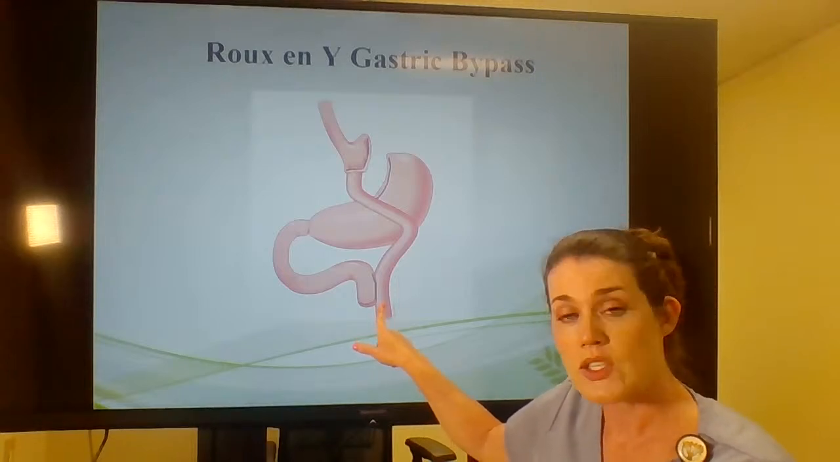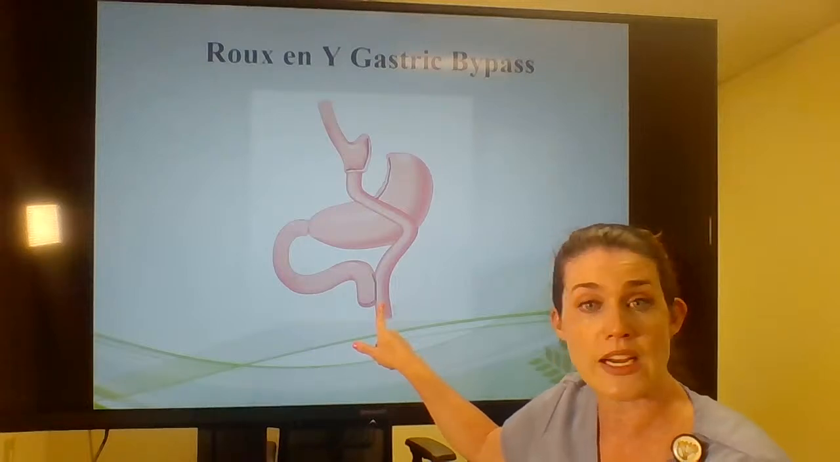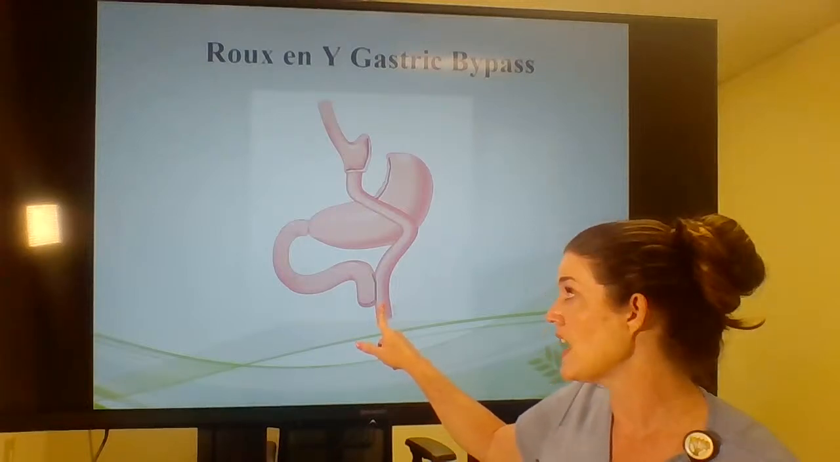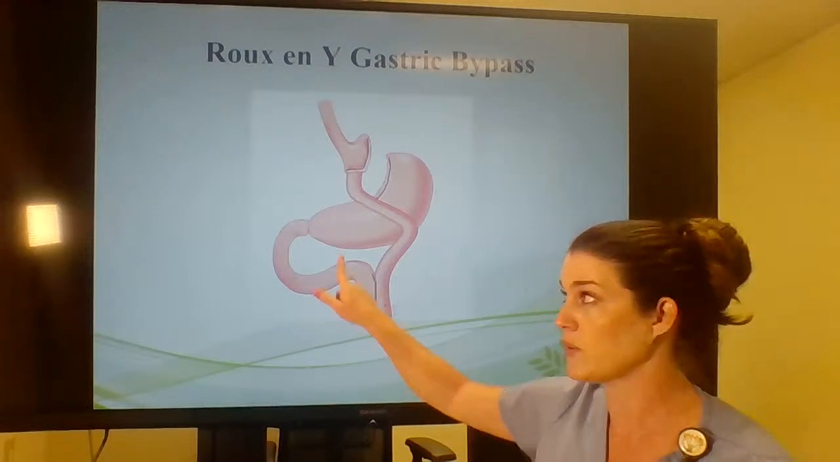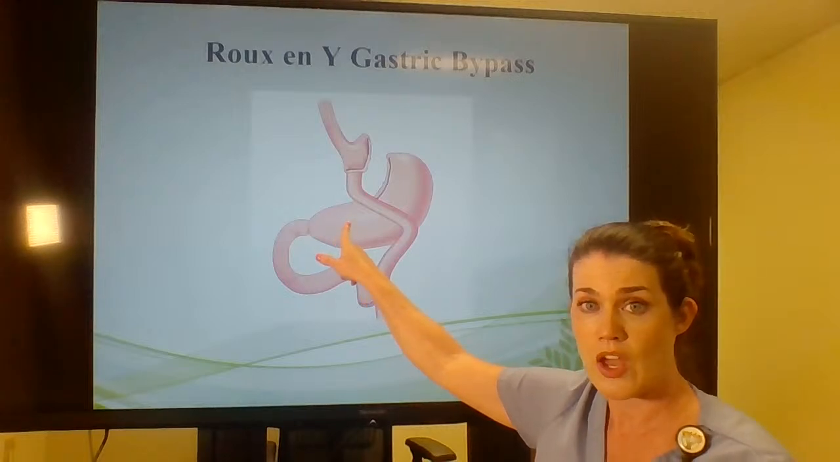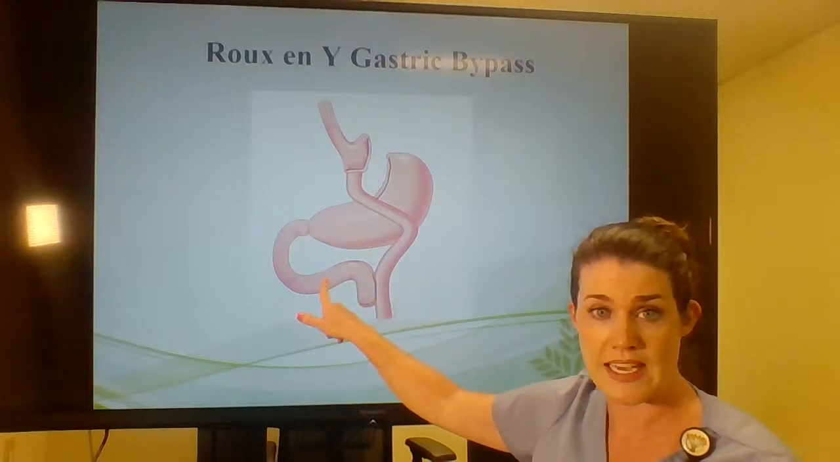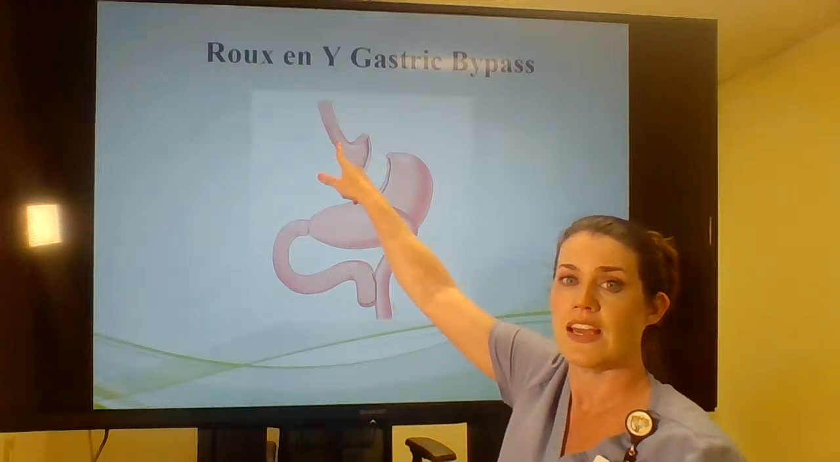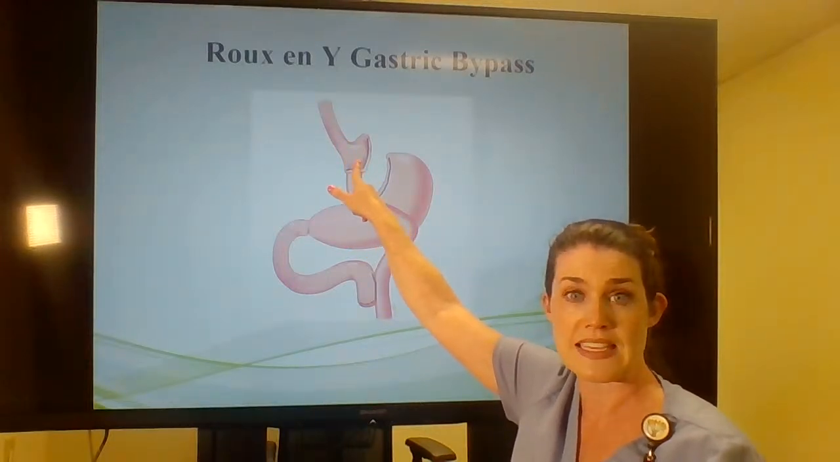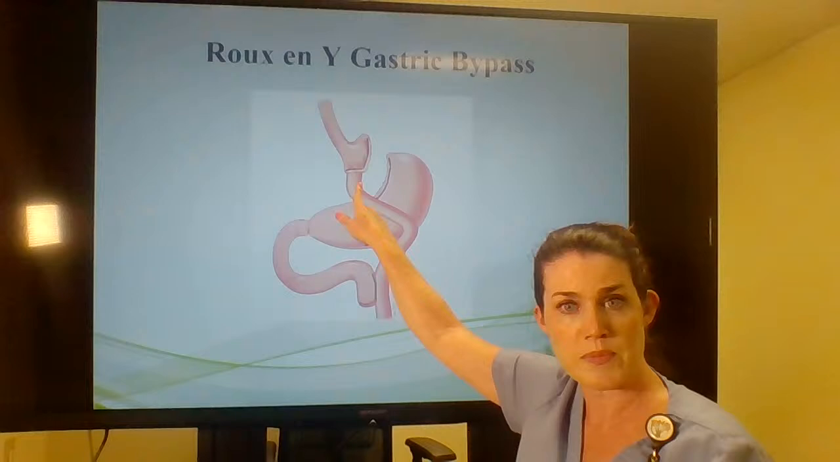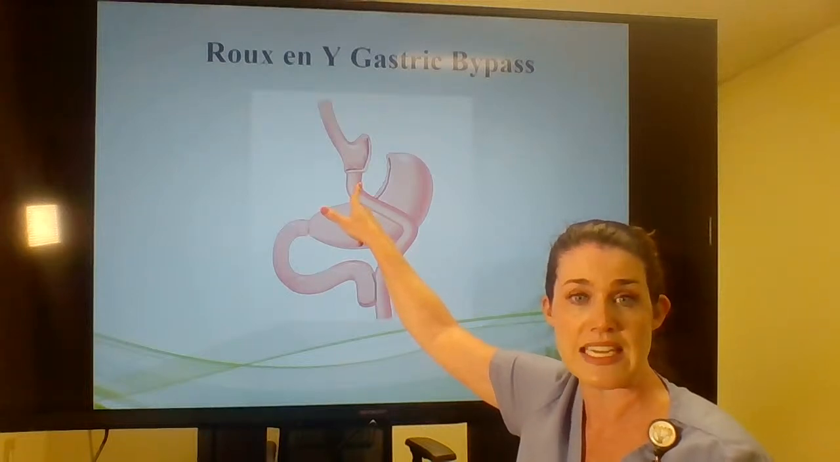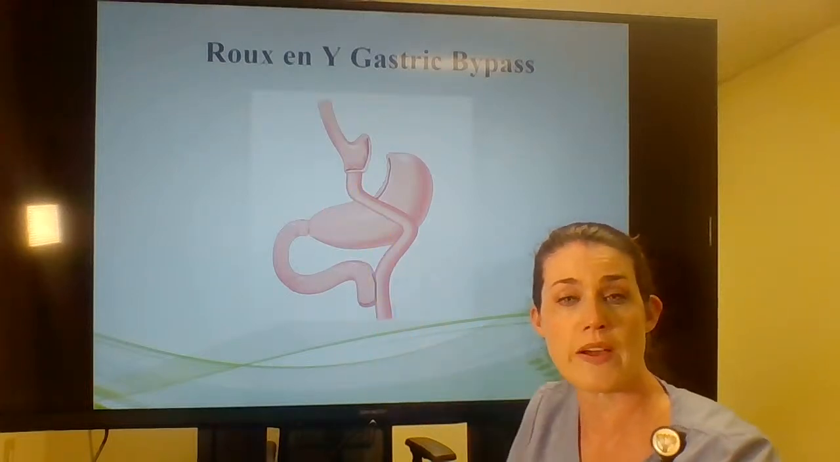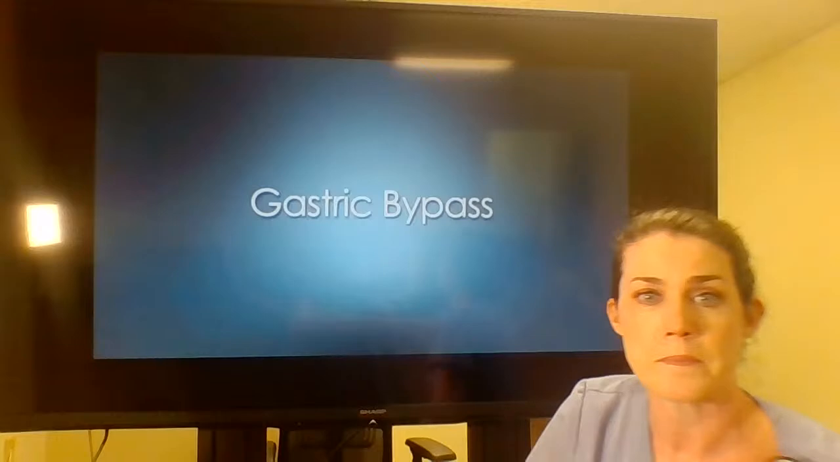So now when the patient eats, drinks, takes medication, anything, it no longer comes in contact with the leftover stomach or the first part of the small intestines. So the patient eats, it goes through the esophagus, into the pouch of the gastric bypass, and then it gets dropped into the second part of the small intestine. So I'm going to show you a quick video on how this works.